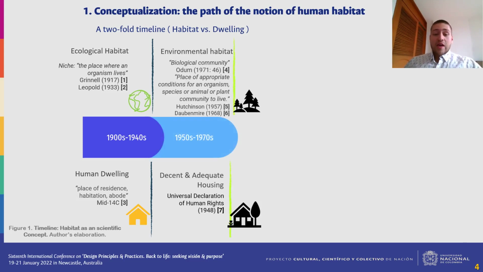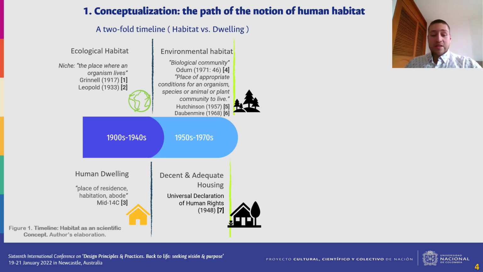Then the notion of biological community was coined by Eugene Odum, an ecologist, in the mid last century. And then some other ecologists like Hutchinson and Dobzhansky defined habitat as a place of appropriate conditions for an organism, species, or animal or plant community to live.